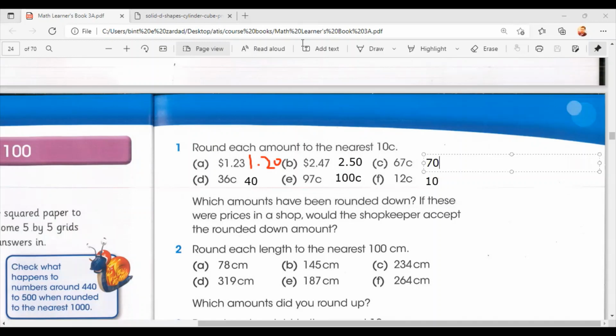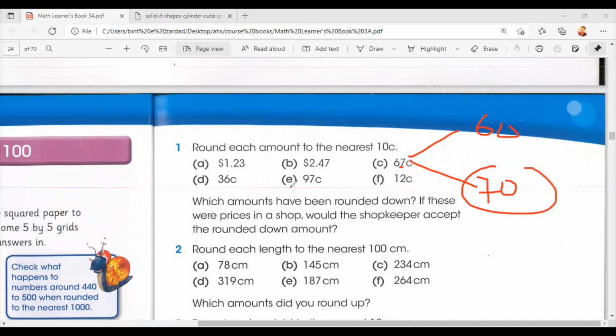We are using the same rule. If the last digit is less than 5, we are choosing the small answer. We have two options every time. How do we make these options? You can see the first, this is 60. Okay, this is 67, so 60 and 70 are the two options. So 67 is nearest to 70.